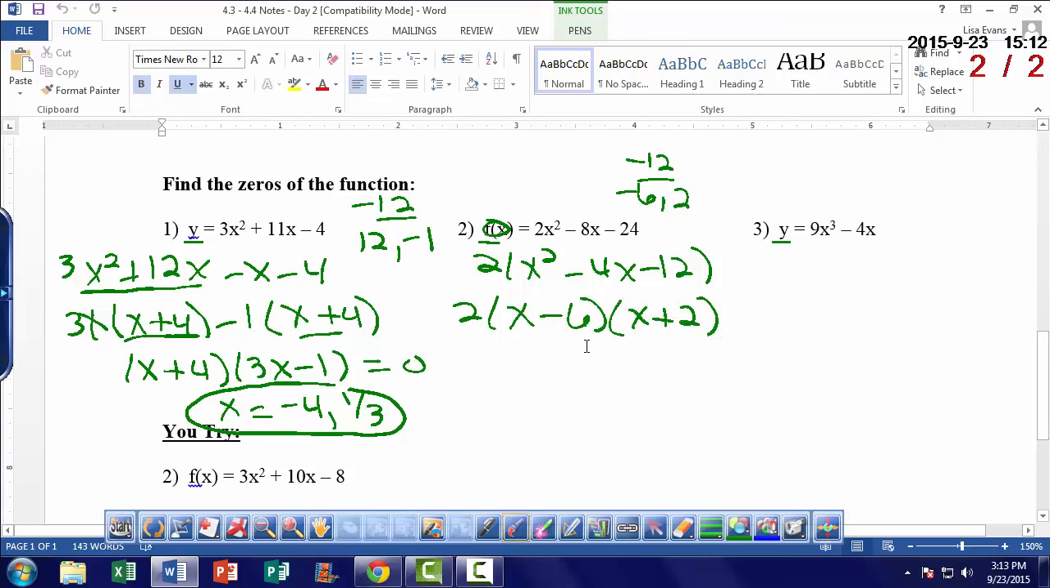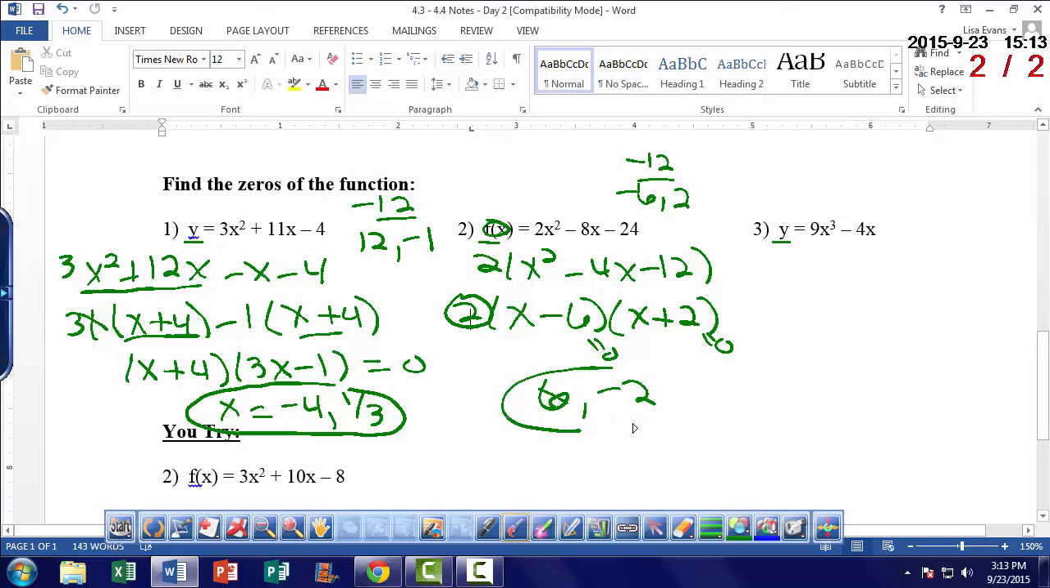When you do that, you set each parenthesis equal to 0. All right, I keep saying parenthesis, but we're really setting each factor to 0. If this was an x, I would also be setting that equal to 0. But when I set 2 equal to 0, it doesn't make sense, it doesn't work, there's no solving. So here I get 6 and -2.